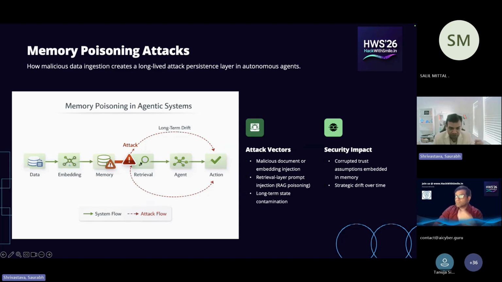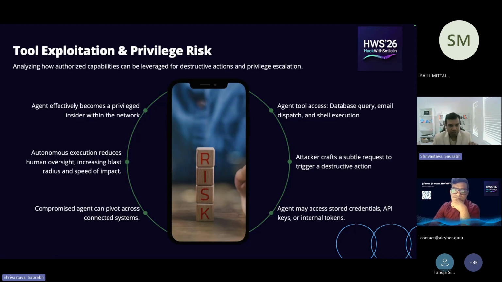So if your memory is poisoned, whether you have the data, the embedding, short-term memory, or RAG, then when you are doing the retrieval, all the actions will be drifted towards something else. So the attack can happen here, and this is the most common attack: memory and tooling. Tool exploitation is the next, which I just mentioned.